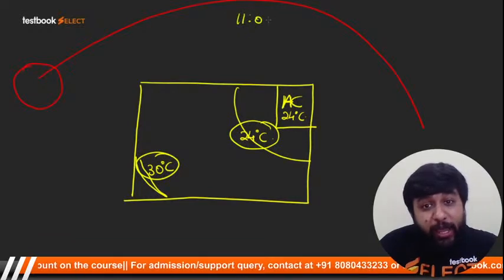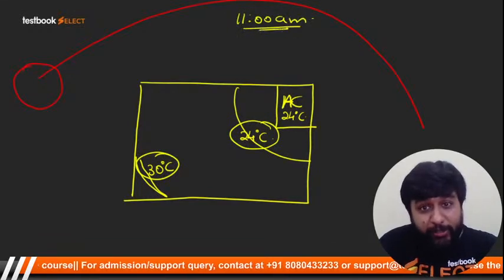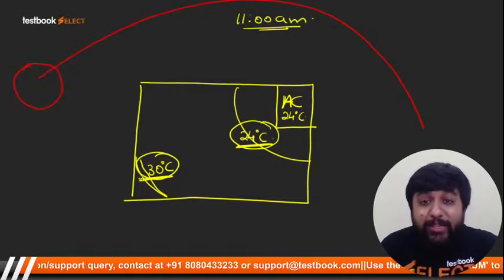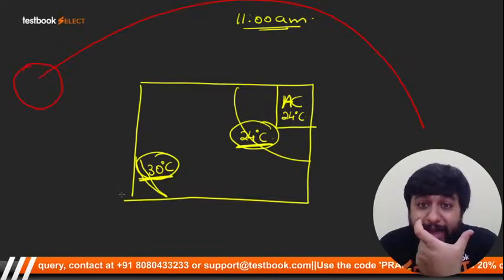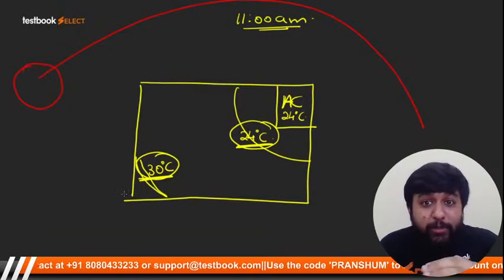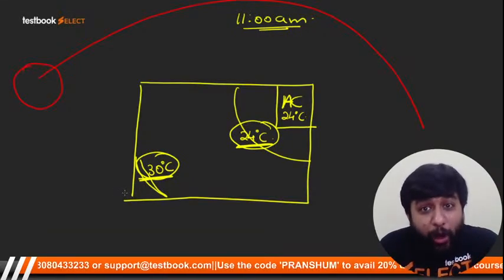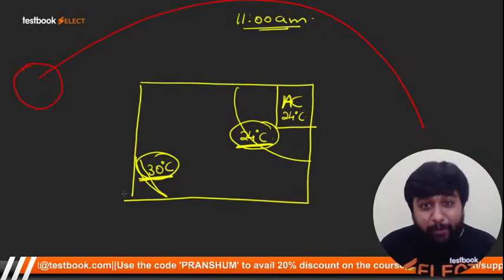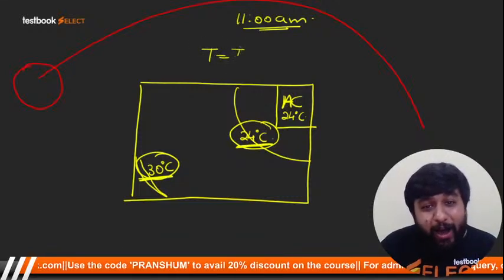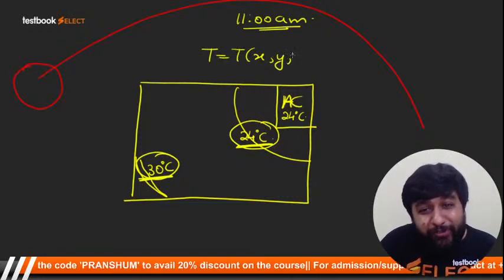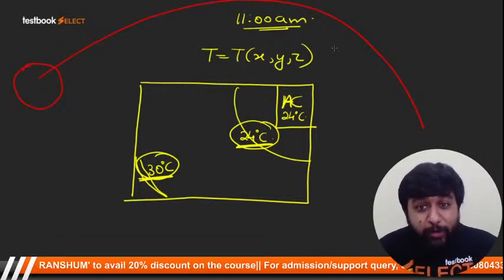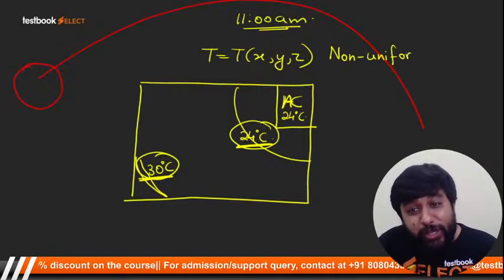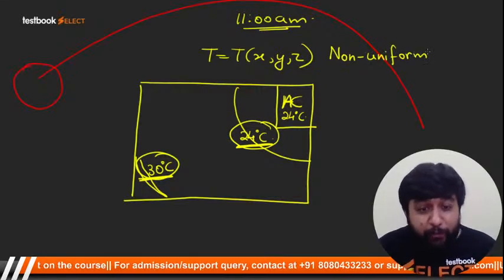Exactly at 11 a.m., if I compare 2 points, what is the temperature at this point? 24. What is the temperature at this point? 30. So exactly at 11 a.m., that is for a time instant, if we compare 2 points, their temperatures are different. Different positions have different temperatures. So temperature is a function of position, right? And this will be called a non-uniform condition, because different points have different temperatures.